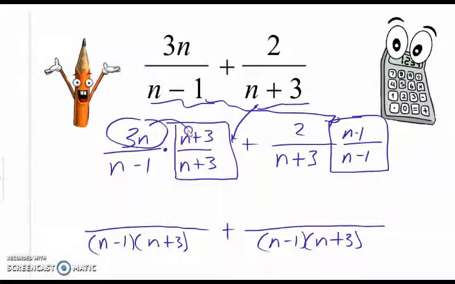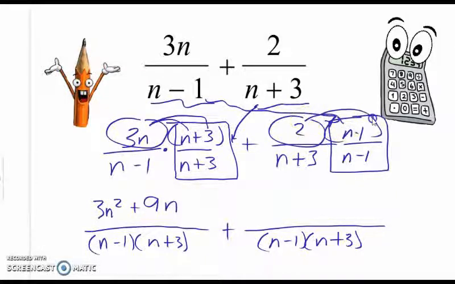Alright, so after we do that, we will distribute 3n to n plus 3, the numerator of the big one, which in turn gives us 3n squared plus 9n. And on the right side, we're going to distribute the 2 to n minus 1, which gives us 2n minus 2. And in the end, we have an addition problem.